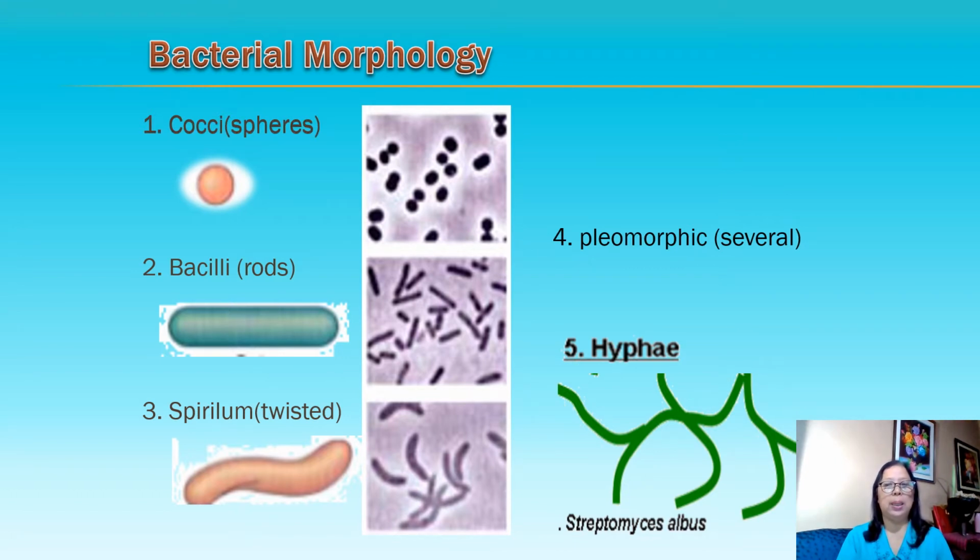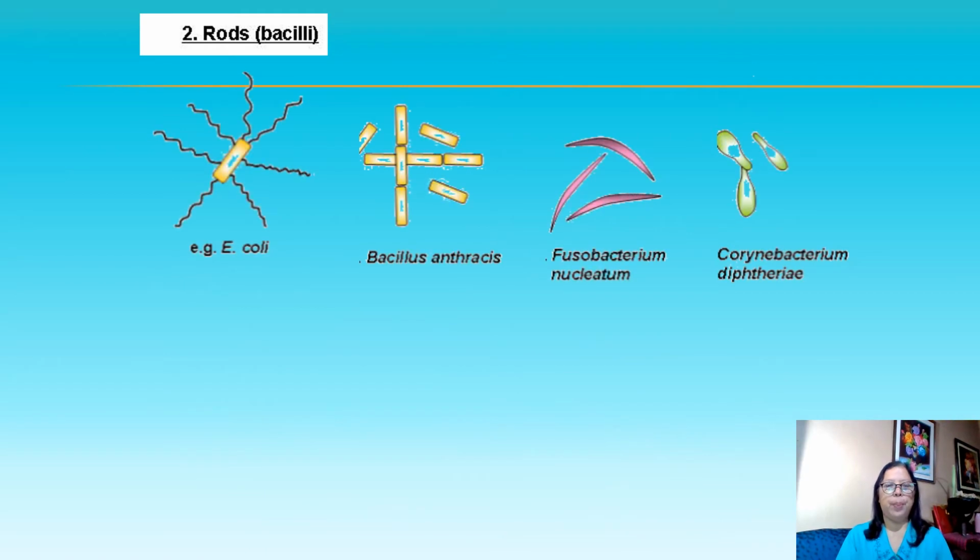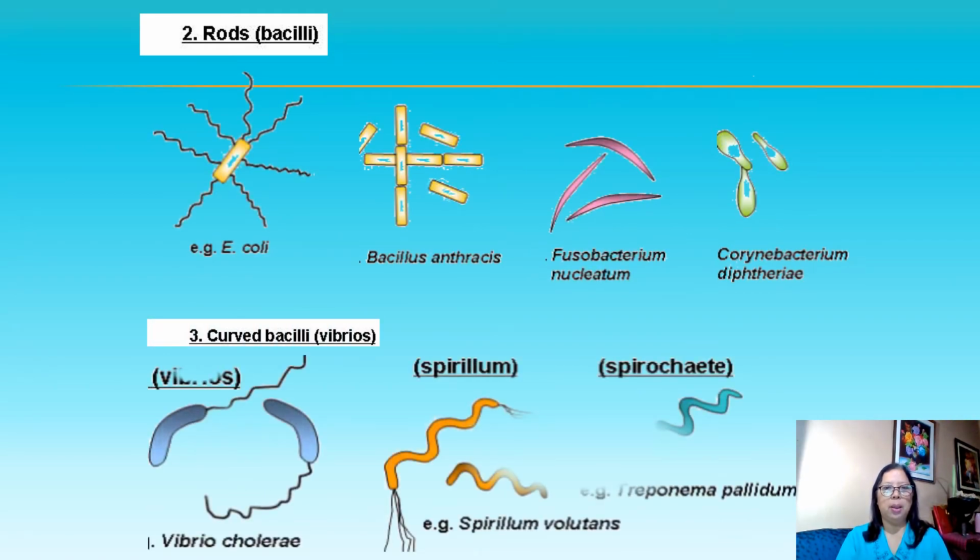or spirilla. By the way, cocci, the singular is coccus. Bacilli, the singular is bacillus. For spirillum, you have spirilla as the plural. And then here are your examples of rod-shaped organisms. So the first one is an illustration of the spheres. Here you have the bacilli.